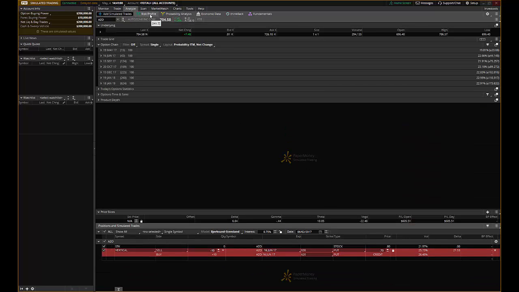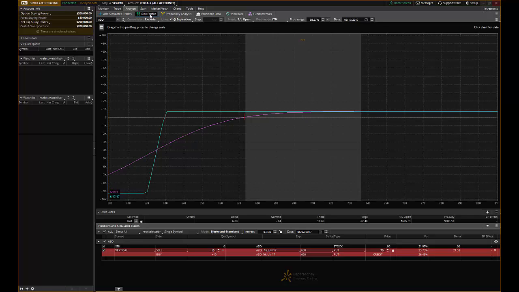And let's go to Risk Profile. And what this is going to do is show me in a graph what is actually happening with this trade. Now the first thing I want to point out is the bottom here. These are the prices. So this is the price of the stock. And on the y-axis over here, this is going to be my profit and loss.